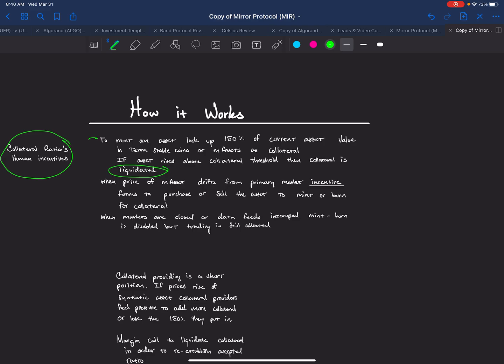And so it's just trading on any data. You can trade on the weather. You can trade on anything. And all it is is a data feed being provided by a trusted source, and you could trade on it. And it uses collateral and human incentives to establish this.